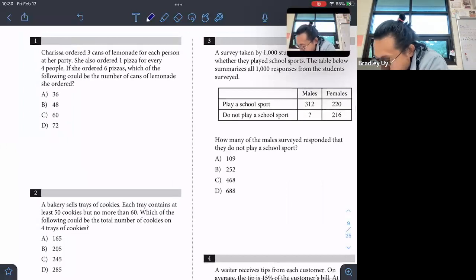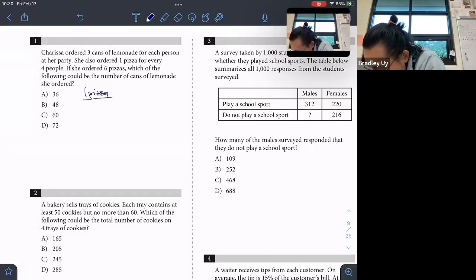Let's take a look. Carissa ordered 3 cans of lemonade for each person at her party. She also ordered 1 pizza for every 4 people. If they ordered 6 pizzas, all right, so let's take a look. There we have 1 pizza per 4 people. You could start this proportion with words. To make that look simpler, I will do that. Pizza to people. And the top number will represent pizzas, and the bottom number will represent people.